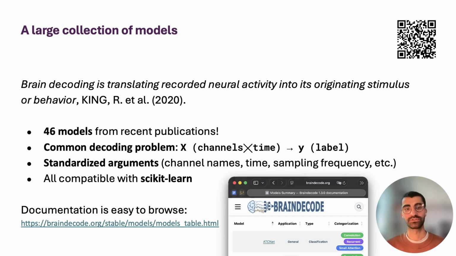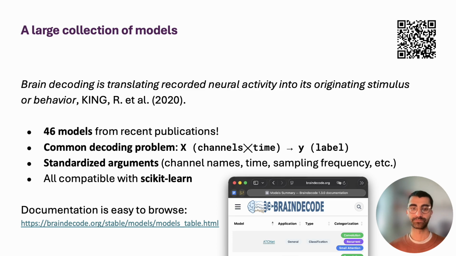So first, the models. In BrainDecode, we have a large collection of 46 models, all from recent publications. And all of these models are trying to solve the same problem, which is to decode the brain. Because of this assumption, we know that every model should receive an example X, which is a window of shape number of channels by number of time samples, and return a label Y. This is how decoding the brain is defined by Jeremy King.